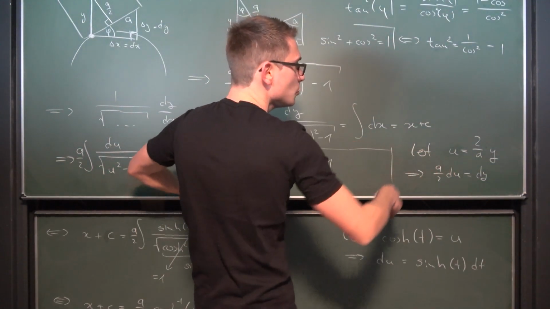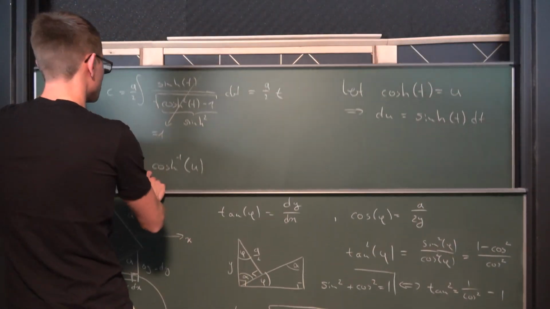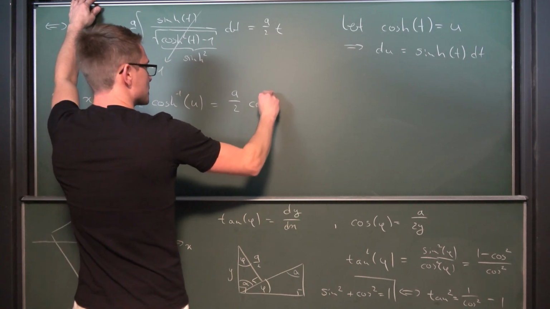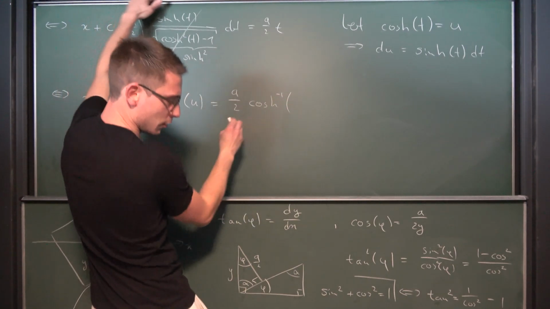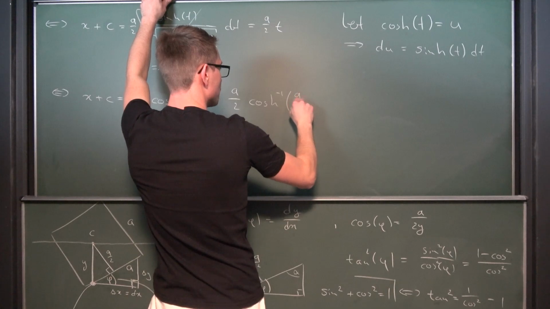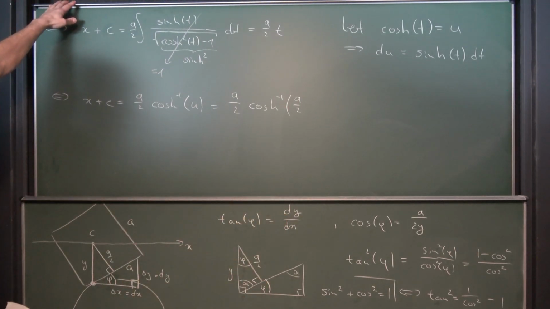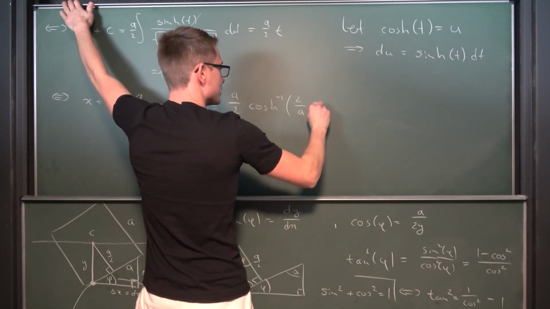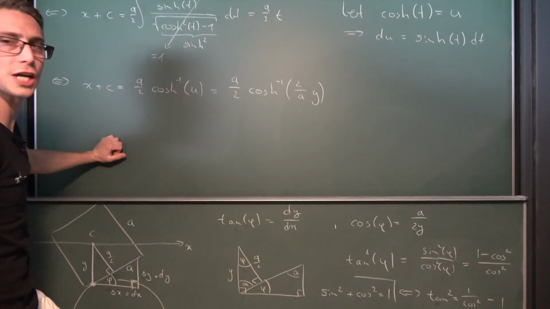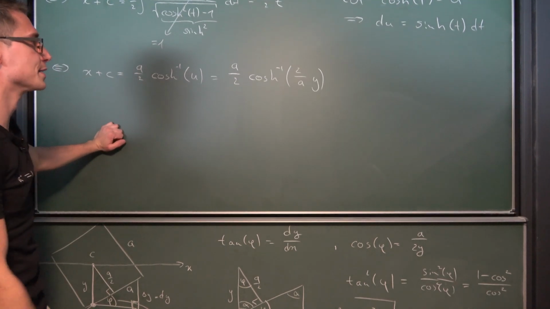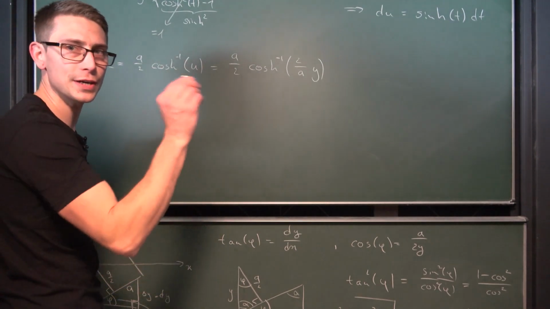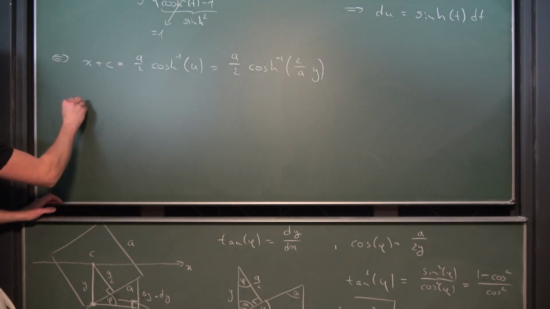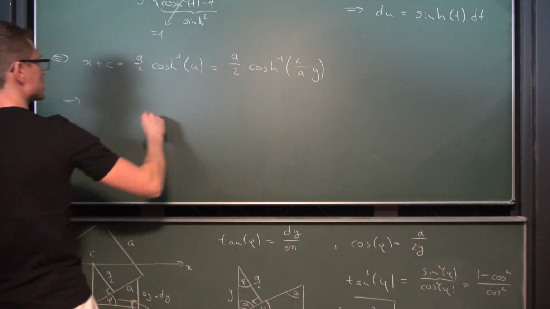Namely, u is 2 over a times y. So this right here is a over 2 times the inverse cosh of, no, 2 over a, yeah, 2 over a times y. Now we can just solve this for y, and then we are done. And this leaves us with a very interesting curve, which is indeed not a circular path. What we are going to do is we multiply both sides by 2 over a.